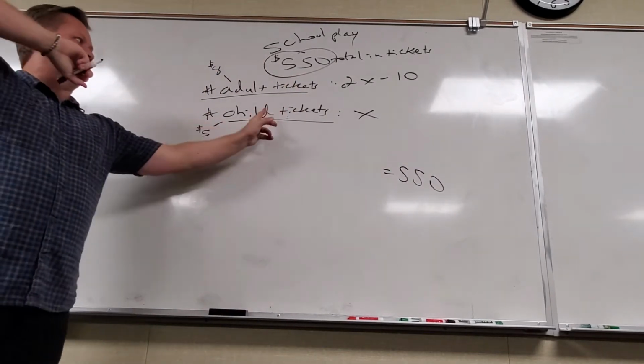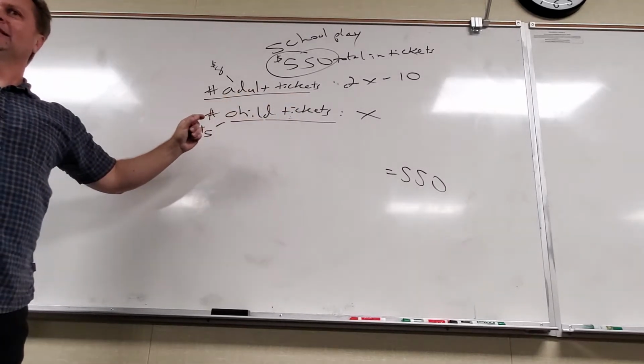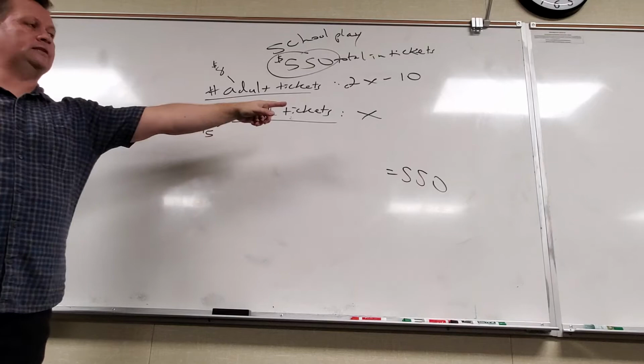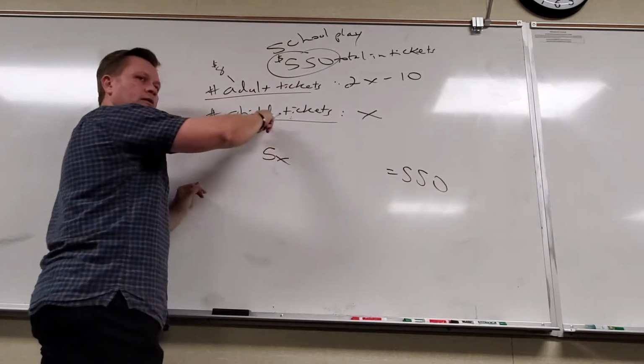How much money did I make off the kids? Total. Each ticket was $5, and how many kids' tickets did I sell? So I got 5x money.